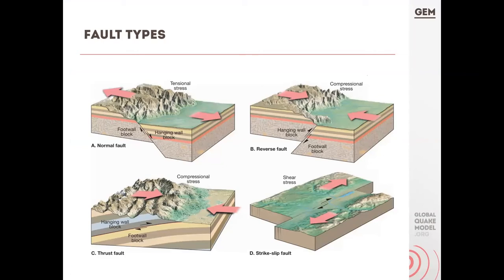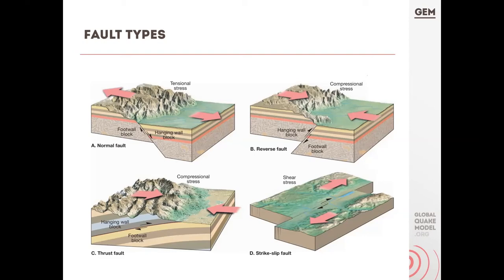You can have normal faults, you can have strike-slip faults, where the two plates are moving laterally, sliding against each other. There are frictional forces that lead to earthquakes. There can be vertical slip as well, which will be classified as normal or reverse faulting, depending on whether the stress between the plates is tensional or compressional.